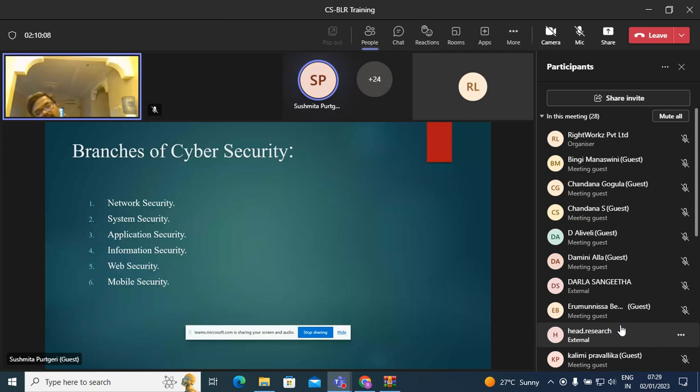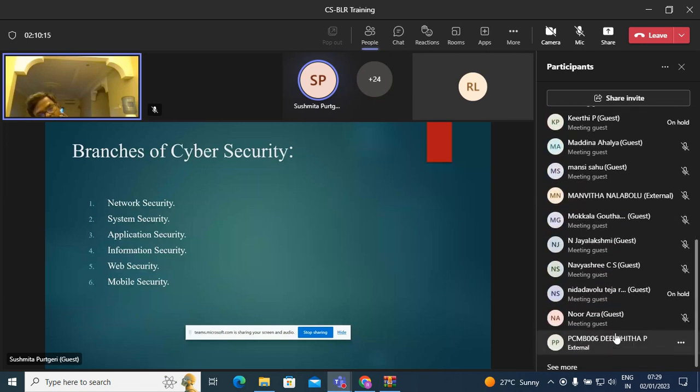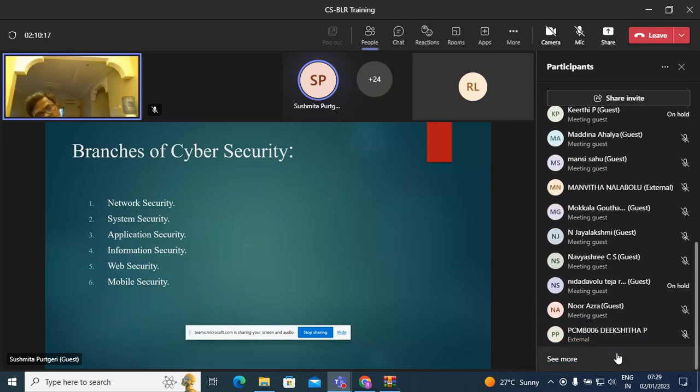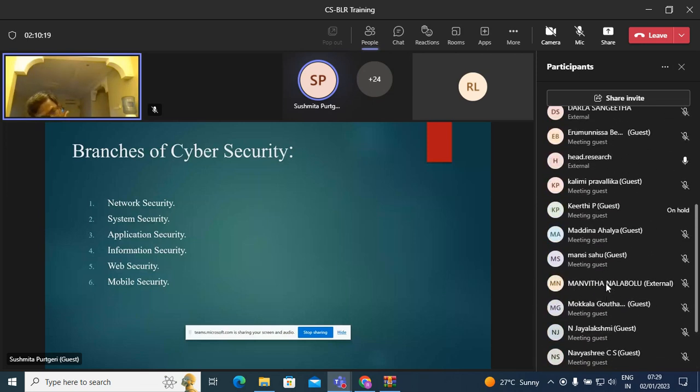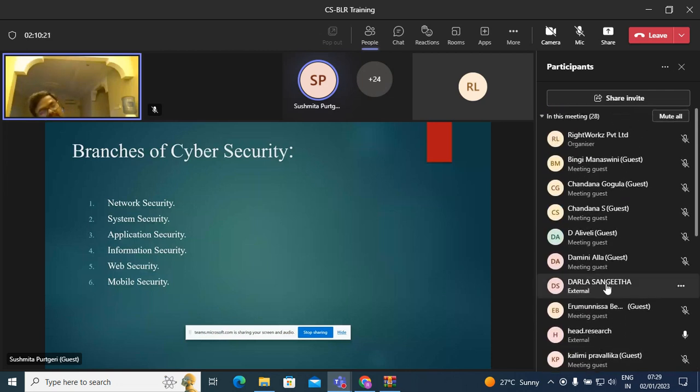The fourth one is information security. Information security secures sensitive information from unauthorized access and prevents misuse, disclosure, or destruction of data. The fifth one is web security. Web security protects the web applications from security breaches by unauthorized persons. And mobile security protects all the gadgets associated with wireless computing, like smartphones, tablets, and laptops.